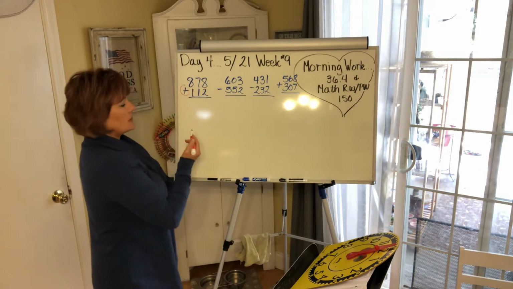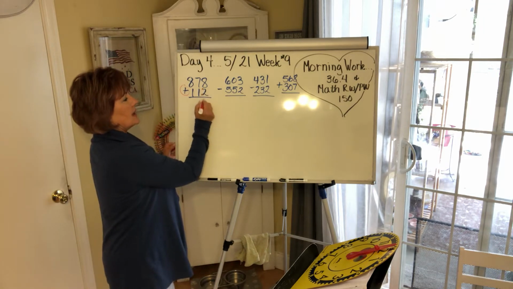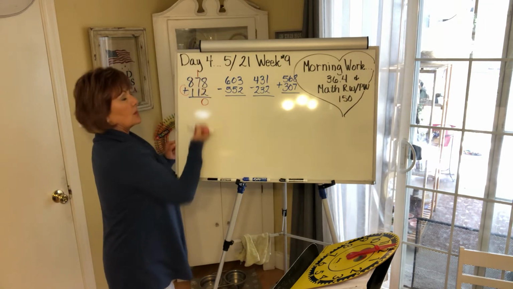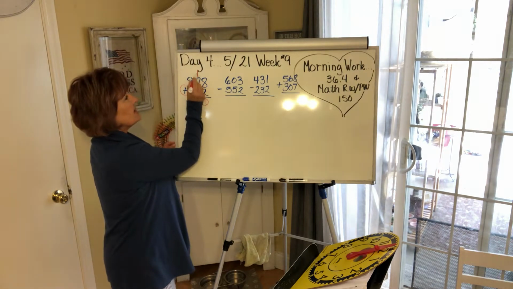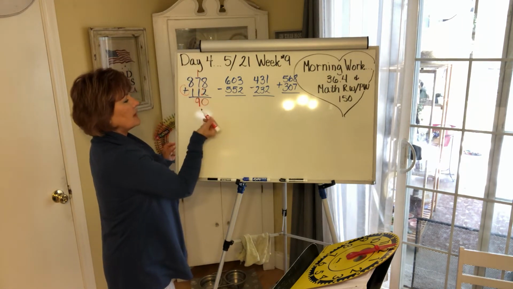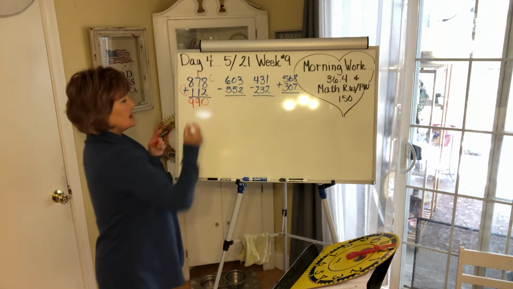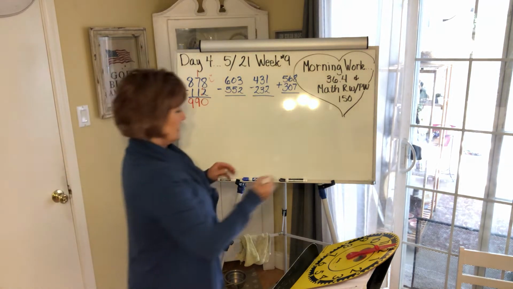You're adding the first problem. We've got 8, 9, 10, right? With the 0, carry the 1. I'm going to start with the big numbers, 7, 8, 9. Nothing to regroup. Something's wrong with my pen. And 8 plus 1 is 9. Did you get 990? Good.